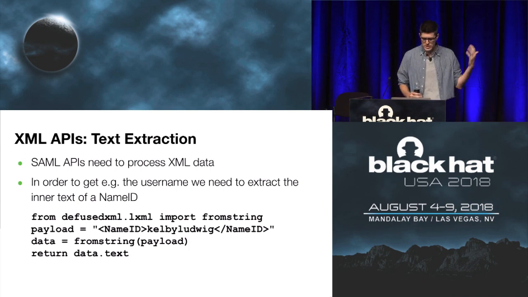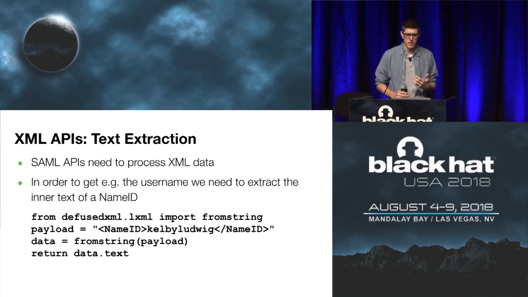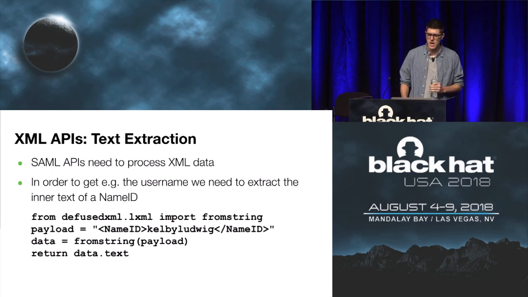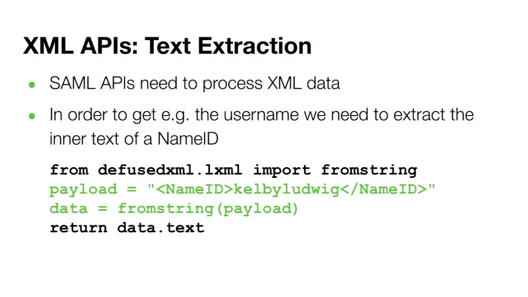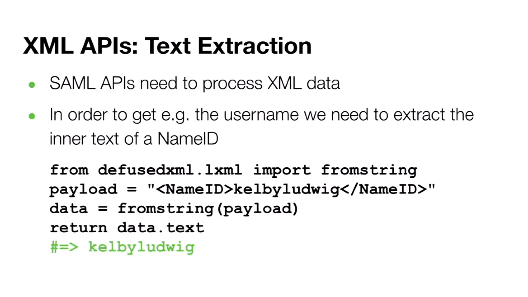So this code snippet is an example of what extracting a name ID may look like at the XML API level using the popular Python LXML library. First we need to convert some string representing XML into an XML object. And then we can call a method like the .text method on that element to extract the inner text of it. The output of this code is simply the name ID value, Kelby Ludwig. I think most in here would probably guess that.